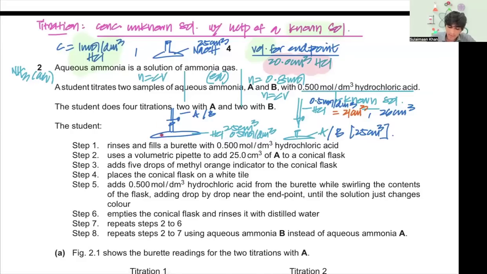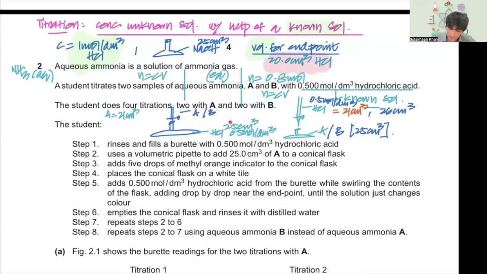Yes. But Shamin, if I flip the situation, now I've put A at the top and then B at the top, which is unknown, and I want to find out which of these is more concentrated, right? I'll give you some values. In this case, A was 21 cm cube. In order to neutralize 25 cm cube of hydrochloric acid, you require 21 cm cube of A, and for B, it required 26 cm cube of B.